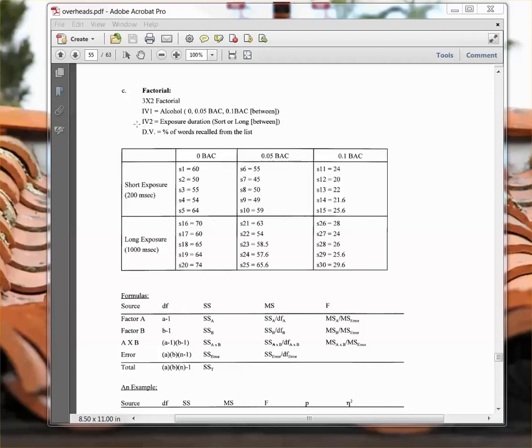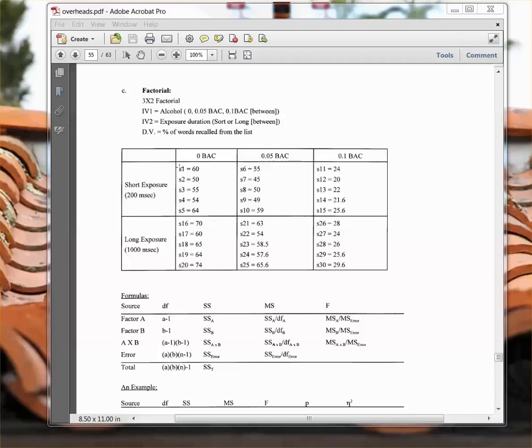But now we have a second independent variable. Oh, and we're expecting that alcohol is going to affect how many words people can remember from a word list. So it's a simple memory test. We also think exposure duration, that is how long the word is exposed while they're studying it, either short or long, will also affect memory. For short exposure, we're only showing it for 0.2 of a second, 200 milliseconds, or we're showing it for 1 full second in the long exposure condition.